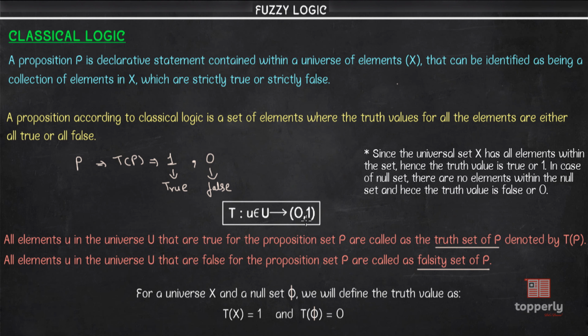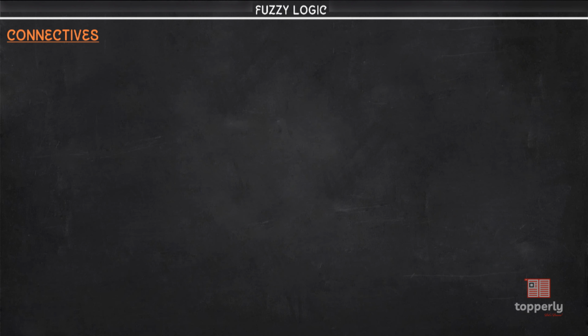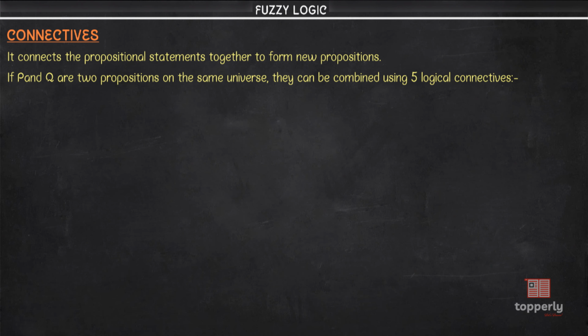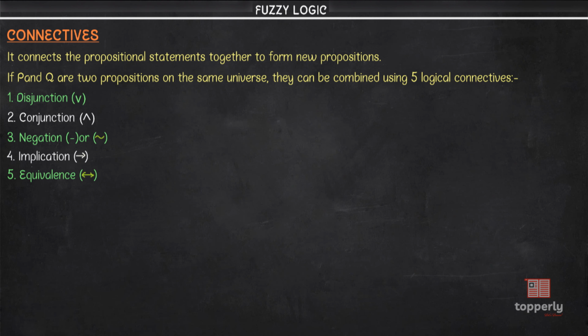Let's move on to the next topic, which is connectives. Connectives are what connect propositional statements together to form new propositions. So if you have two propositions P and Q on the same universe, they can be combined to form a new proposition. This combination can be done using 5 logical connectives. They are disjunction, conjunction, negation, implication, and finally equivalence. Let's take a look at each connective one by one, starting with disjunction.